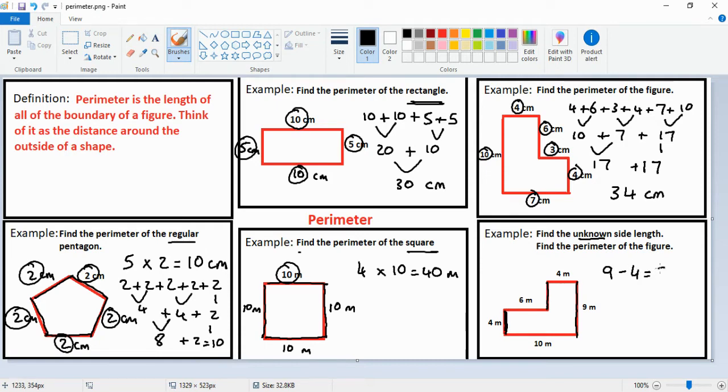We know this part here is 4. 9 minus 4 is 5. So this must be 5. This has to be 5 meters, because this line and this line is the same here.